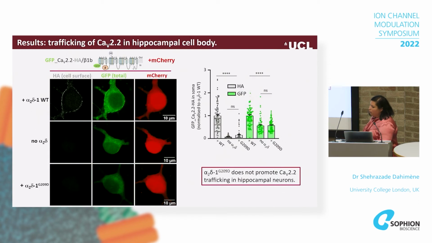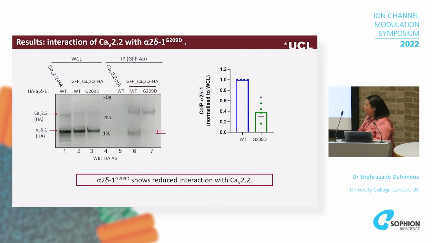So because of this lack of effect of the mutant, we were wondering whether there is no interaction between CAV2.2 and alpha-2 delta-1. For that, we did co-immunoprecipitation experiments where we expressed GFP CAV2.2 HA together with a wild type or mutant alpha-2 delta, which also has the HA tag. So both proteins have an HA tag.